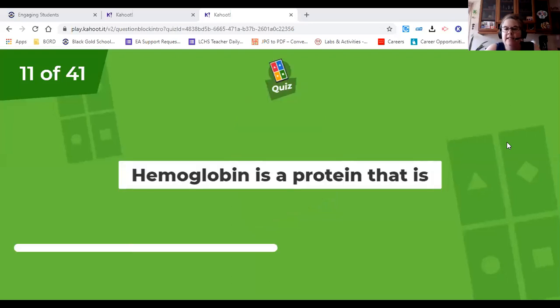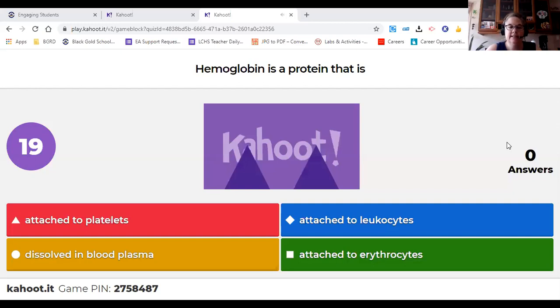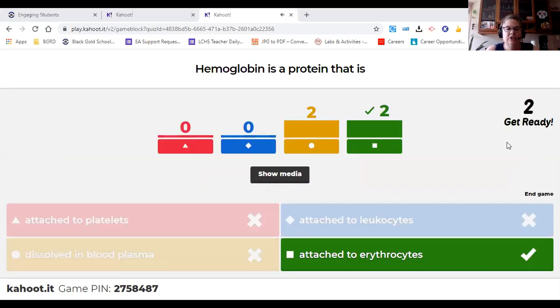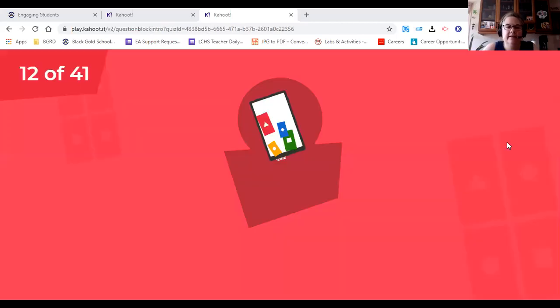Hemoglobin is a protein that is attached to platelets, dissolved in blood plasma, attached to leukocytes, or attached to erythrocytes. Yes, it's attached to erythrocytes, not dissolved in the blood plasma. Remember, it hangs on to the red blood cells. Okay. All right, Joyful Glider is taking a handy second place here.